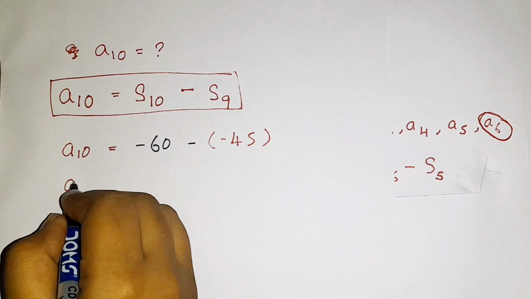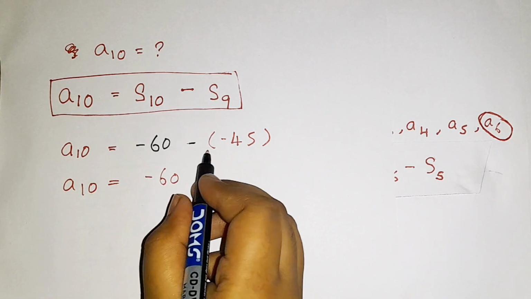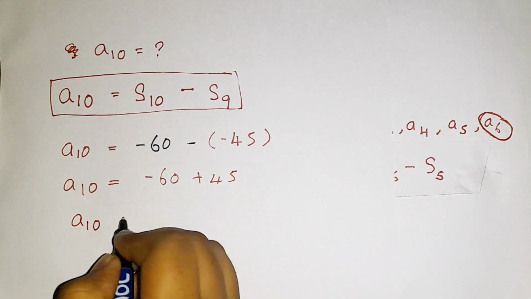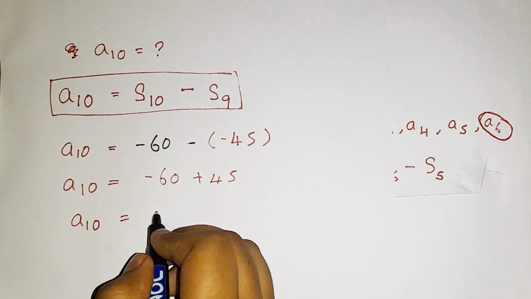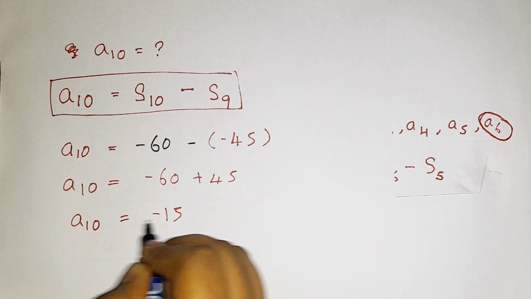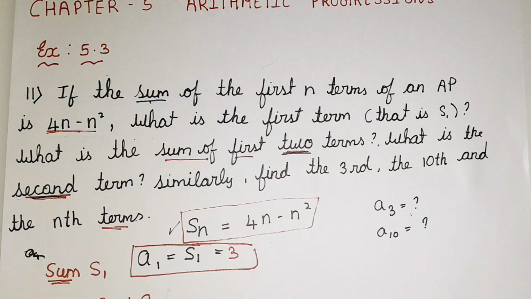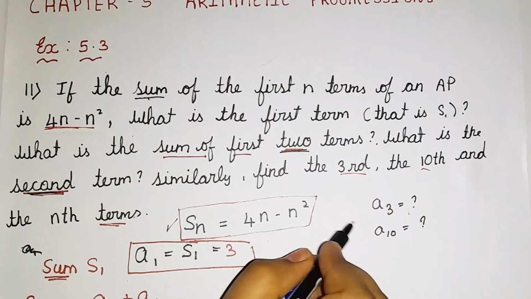So minus 60 as it is, and minus into minus is plus, so plus 45. When we do plus and minus, it is minus, right? So when we subtract it, we get minus 15. So finally we got the A10 value. According to the question, we are supposed to find the 10th term, we just found it, right?